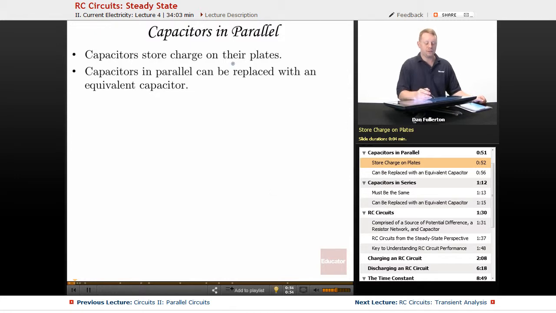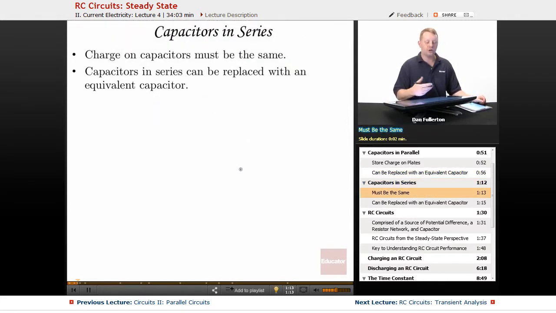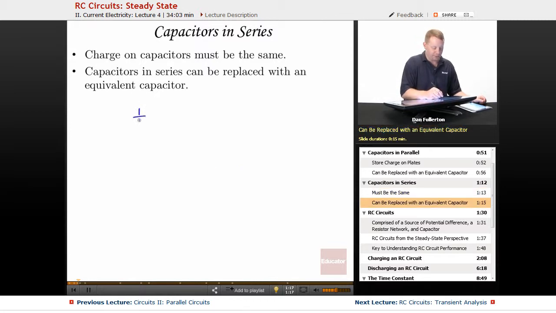So very quickly, let's review capacitors in parallel. We know capacitors store charge on their plates, and capacitors in parallel can be replaced with an equivalent capacitor. And we talked about doing that. The equivalent capacitance for capacitors in parallel is just the sum of the individual capacitances. And for capacitors in series, the charge on them must be the same, and they can be replaced with an equivalent capacitor following 1 over the equivalent capacitance is 1 over C1 plus 1 over C2, and so on and so on.